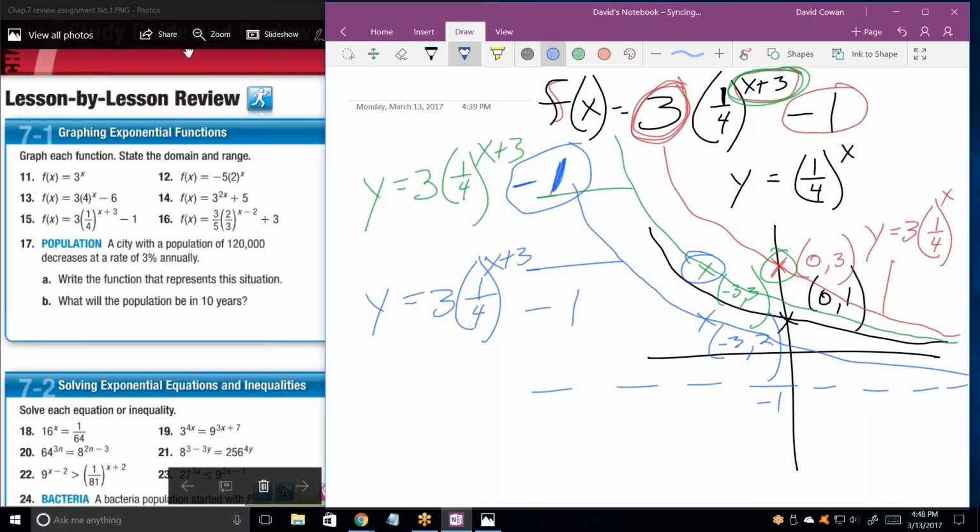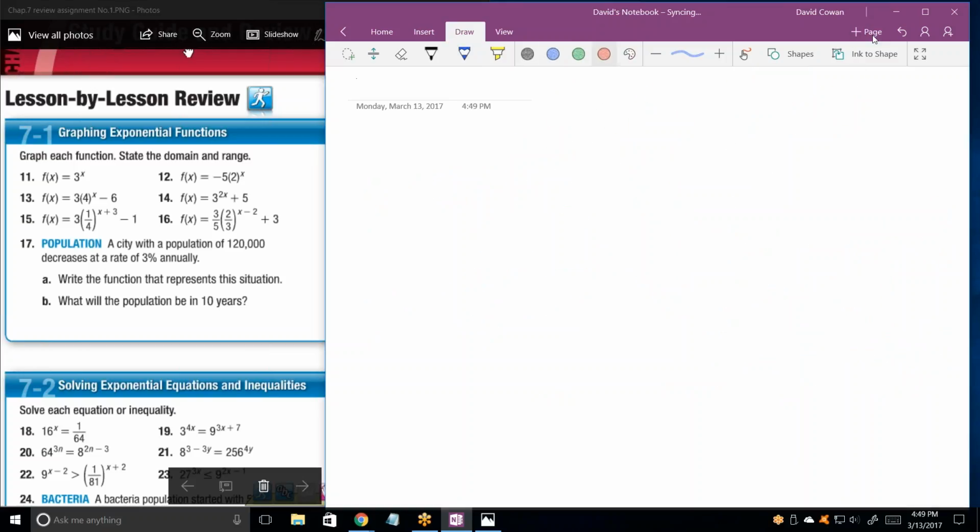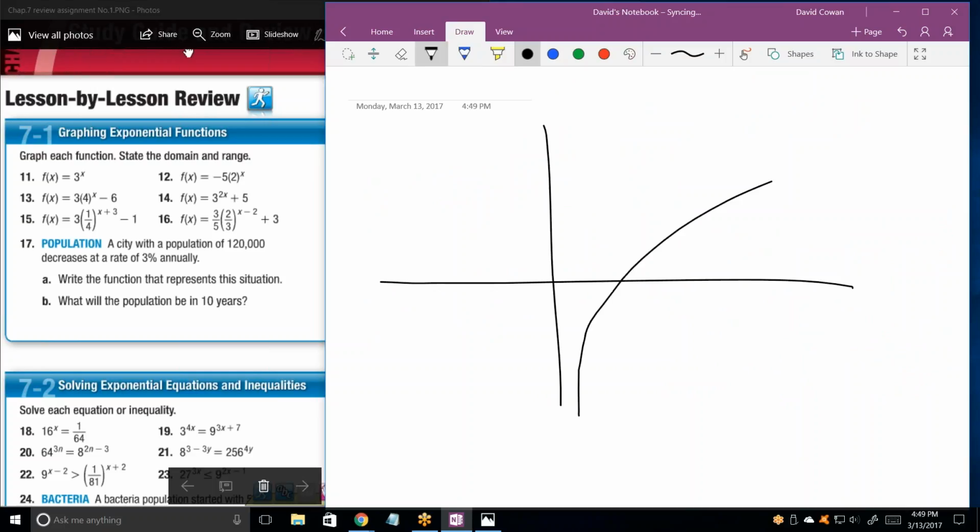Now, what's the domain of this? All real numbers. What's the range? Range is y is greater than -1. Good. Notice that log functions are really inverses of exponential functions. So when you look at log functions, the domain and ranges are going to be opposite, switched. In other words, just so that I make sure I cover it, here's a log function. Well, a log function's domain is what?